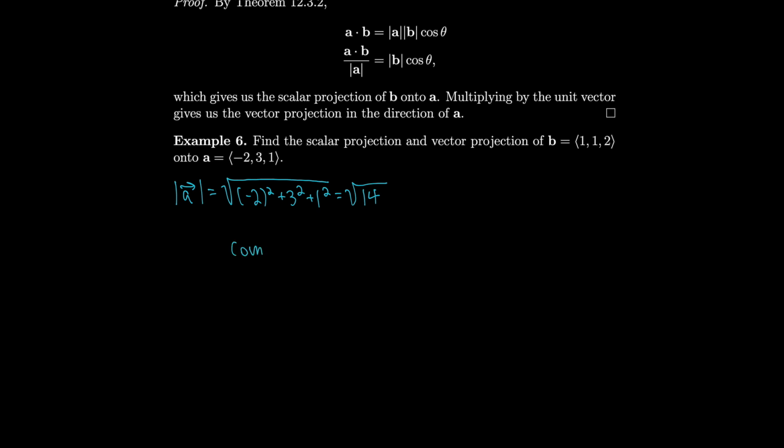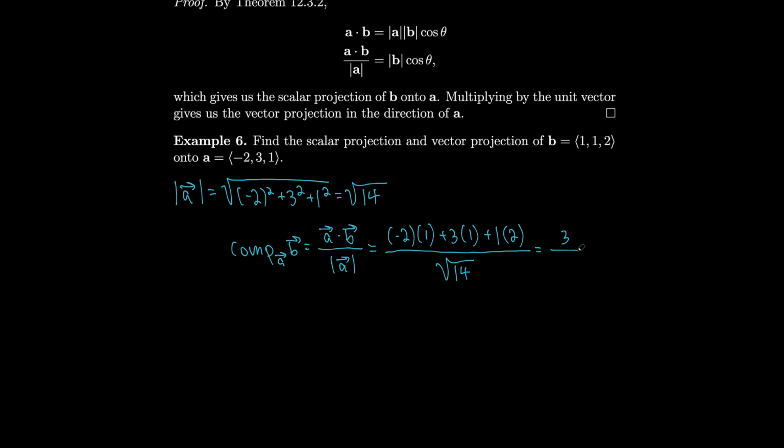Then we can get the length of the scalar projection, which is the component of B along A, and that's just the dot product over the length of A. So the dot product is minus 2 times 1 plus 3 times 1 plus 1 times 2, and we divide that by the length we calculated, which was square root of 14. So that's just 3 over square root of 14. So now we know how long the vector projection is.